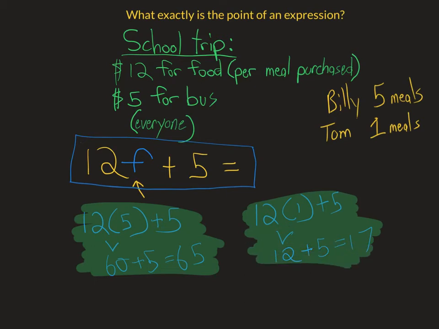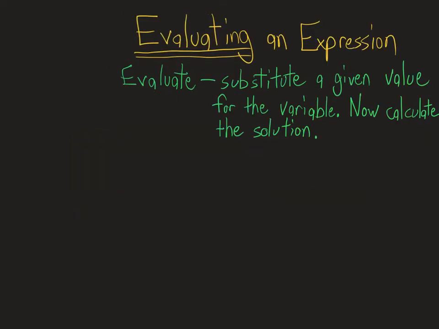And that expression gives us 2 different answers because, again, it's open-ended. You can plug in various values for that variable. That's called evaluating an expression right here. Okay, so what is evaluating an expression? It's to substitute a given value for the variable, and then you now calculate the solution.